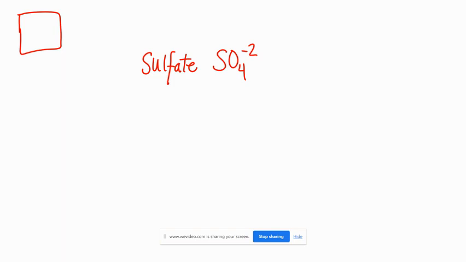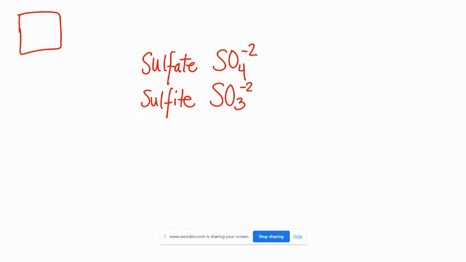The first rule was the most common form ends in -ate. Then it says the ending -ite is used for one less oxygen. So sulfite would have one less oxygen. What would its formula be? SO3. The charge does not change. It stays as a -2. The only thing you're doing is changing the A to an I, and you're taking the oxygen from 4 oxygens down to 3 for sulfate.